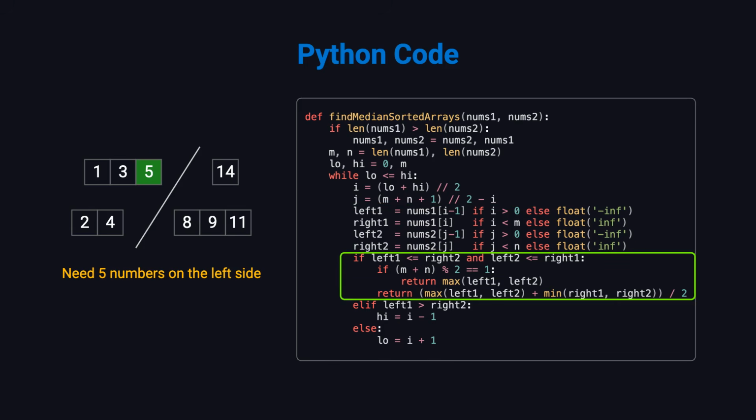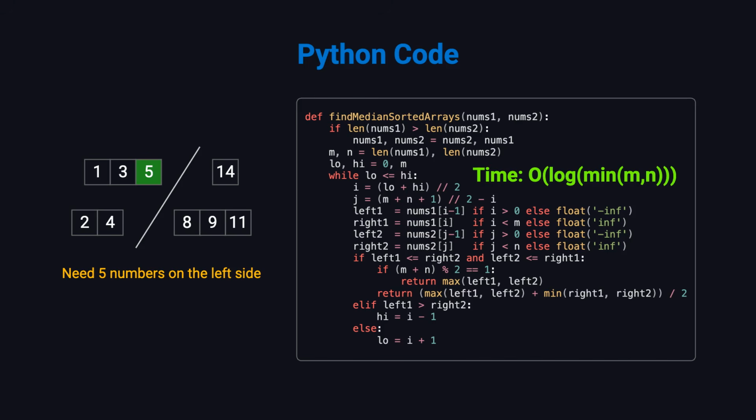If both conditions are satisfied, we return the left max for odd totals, or the average of the left max and right min for even totals. If a condition fails, we adjust the search range based on the comparison and keep going. The time complexity is logarithmic, depending only on the shorter array's length. Space is just a few variables. It perfectly meets the problem's requirements.